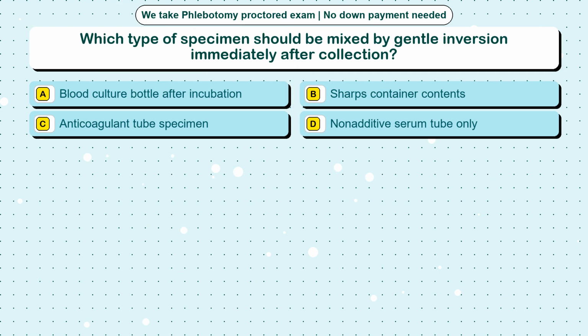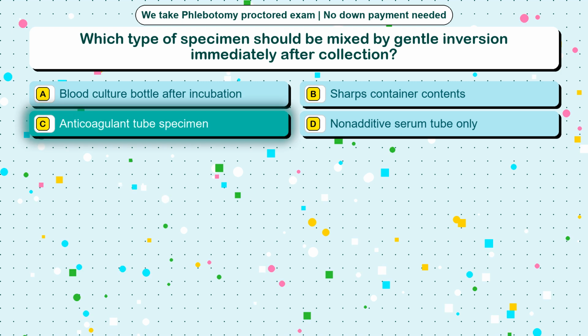Question 48. Which type of specimen should be mixed by gentle inversion immediately after collection? Option A, blood culture bottle after incubation. Option B, Sharps container contents. Option C, anticoagulant tube specimen. Option D, non-additive serum tube only.